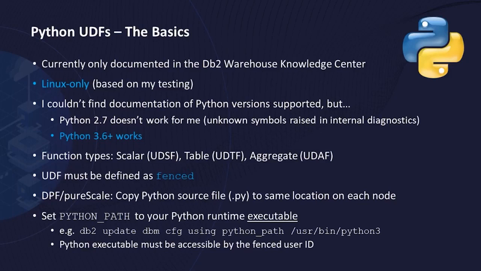The only DB2 setup you need to do is to point the dbm config parm to your Python executable, to Python 3, or just Python if it links to Python 3, wherever that's installed on your system. Python UDFs have to run as fenced, which means that the fenced user ID, which could also be the instance ID if your instance is configured that way, but in any case, the fenced ID has to have access to this Python 3 executable.